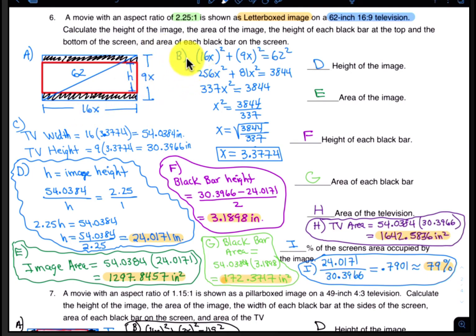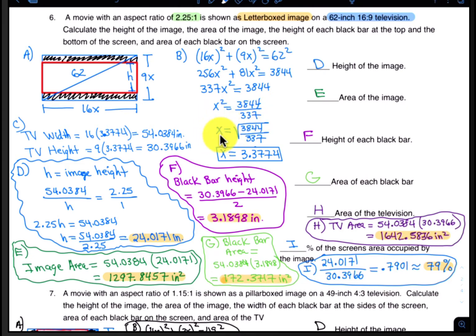Okay, then part B, we're going to use the Pythagorean theorem because we know that 16x all squared plus 9x all squared has to equal 62 all squared. So that's this line here. And then when you square everything, you get 256x squared plus 81x squared equals 3844. Add 256 plus 81 gives you 337x squared. Then you'll have to divide by 337. So now we have x squared equals 3844 over 337.